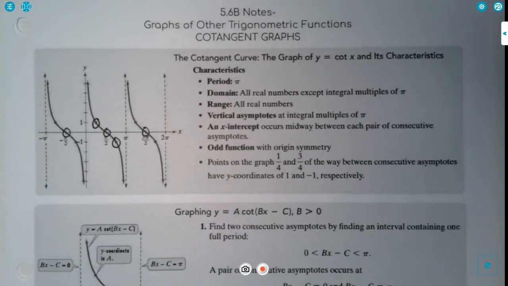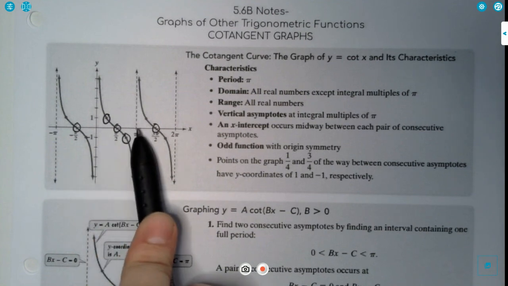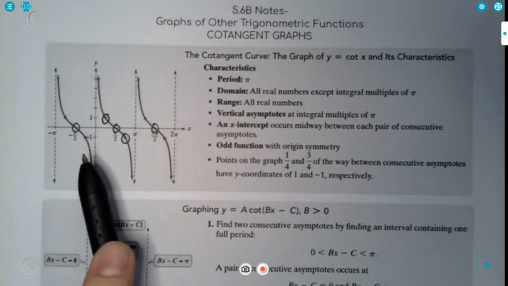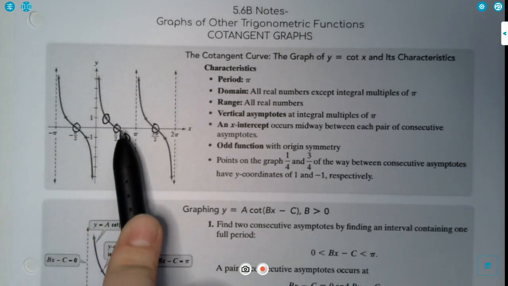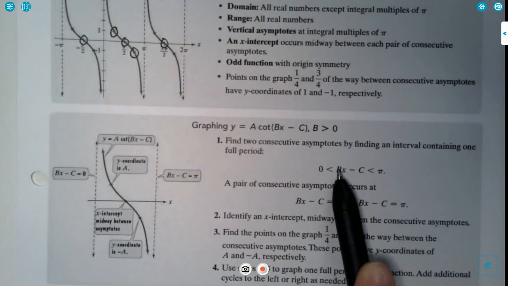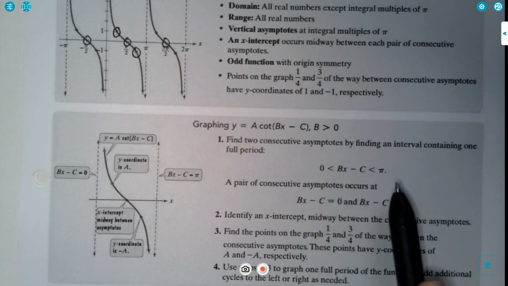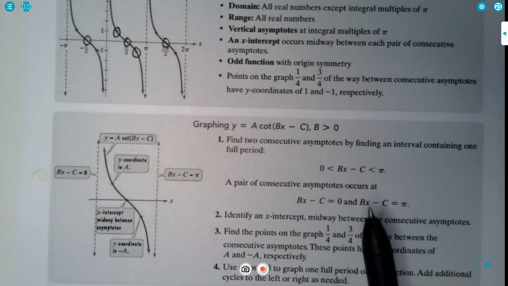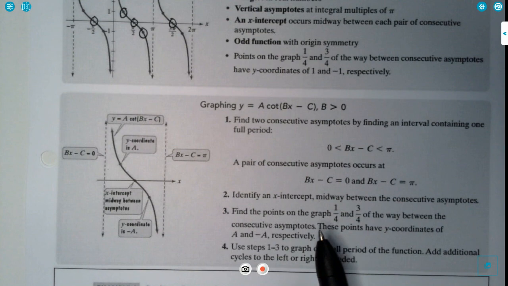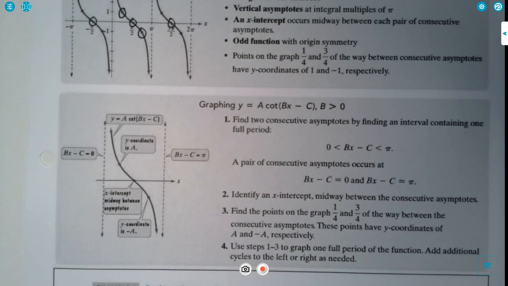Okay, so because I lied earlier, sorry, because we go from 0 to pi, instead of in tangent, we went from -pi/2 to pi/2. How we find those two consecutive asymptotes is we take that same bx minus c, but then we put it in an inequality between 0 and pi. Then we also use the amplitude to figure out how tall or short it's going to be.